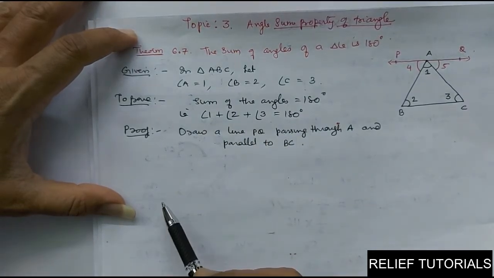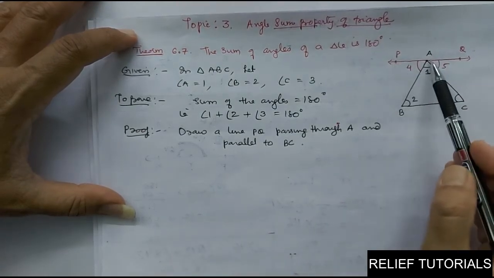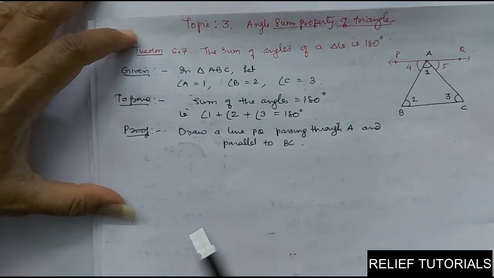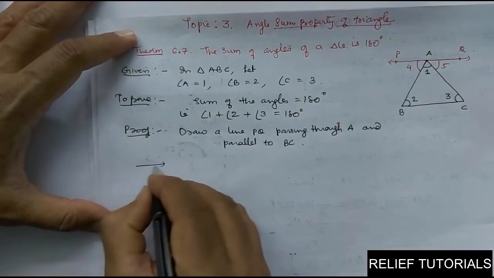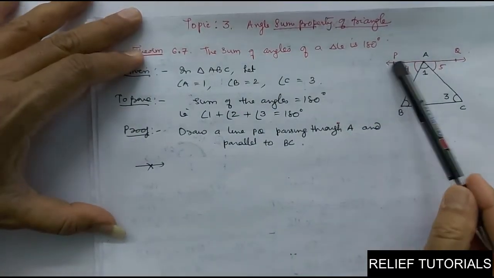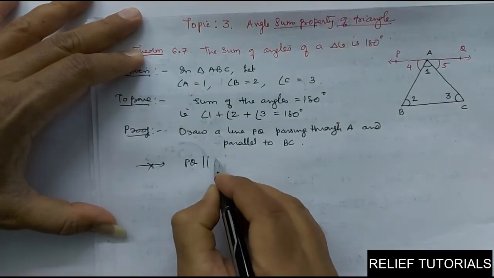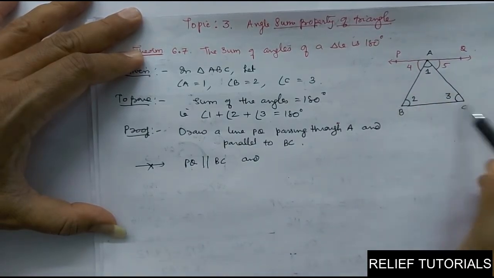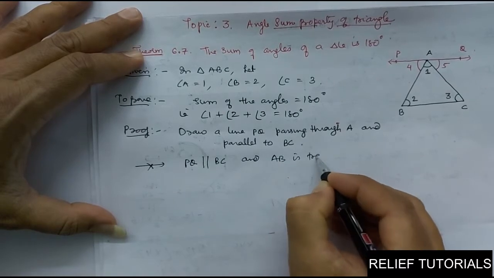Now for this we have to do one construction. We will draw a line PQ passing through A and it is parallel to BC. So this is the construction you have to do. Now see here, we will prove this. Here PQ is parallel to BC, and AB is the transversal.